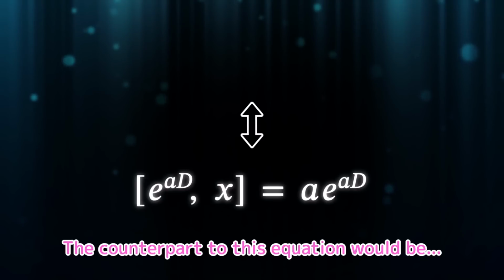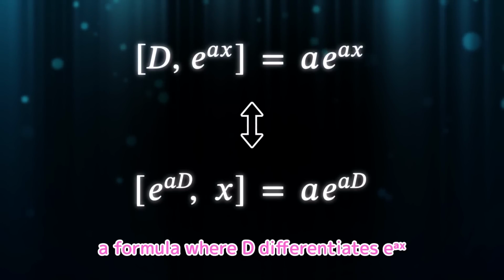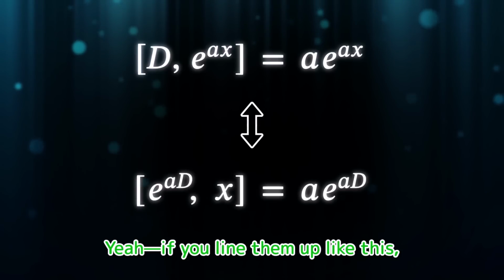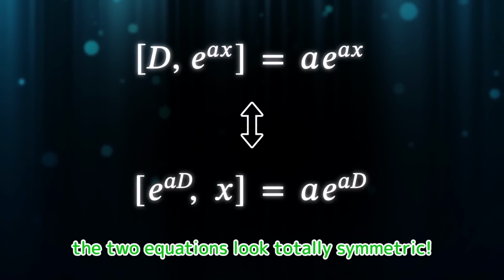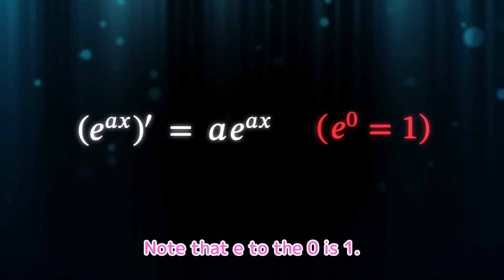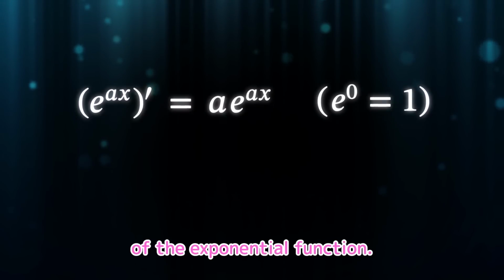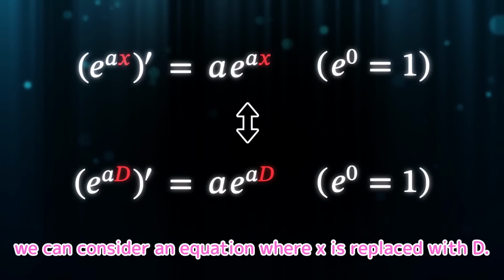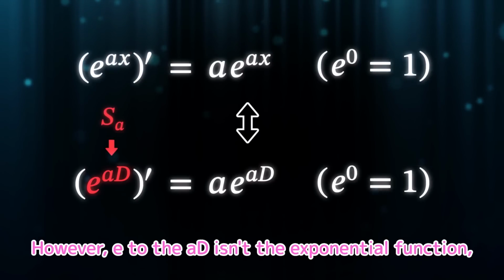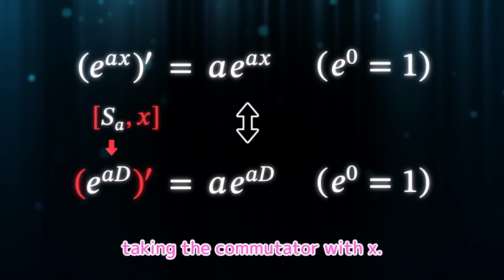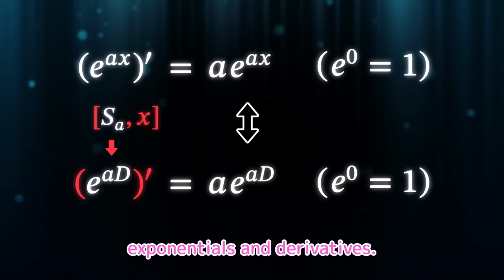The counterpart to this equation would be a formula where d differentiates e to the a x through the commutator. Oh, I see. Yeah, if you line them up like this, the two equations look totally symmetric. Using standard derivative notation, the derivative of an exponential function looks like this. Note that b to the 0 is 1. These are the defining properties of the exponential function. As the counterpart to that, we can consider an equation where x is replaced with d. However, e to the a d isn't the exponential function but the shift operator, and differentiation here means taking the commutator with x. We're just borrowing the notation of exponentials and derivatives.